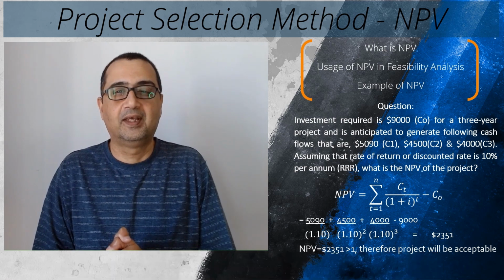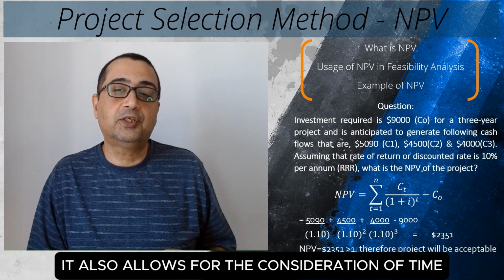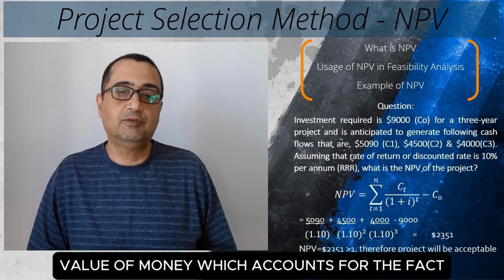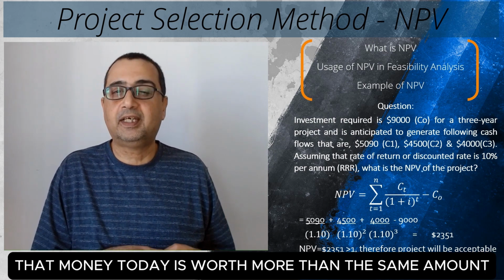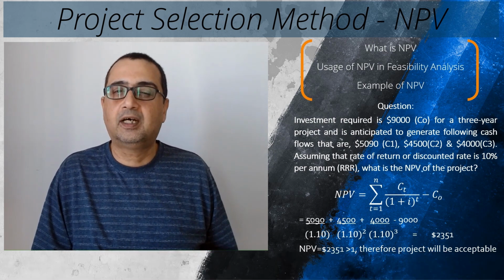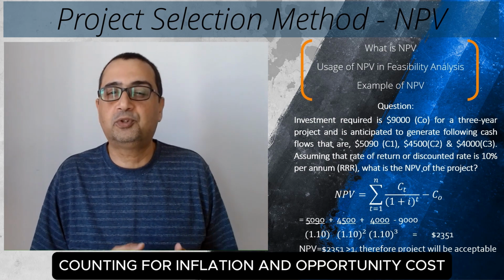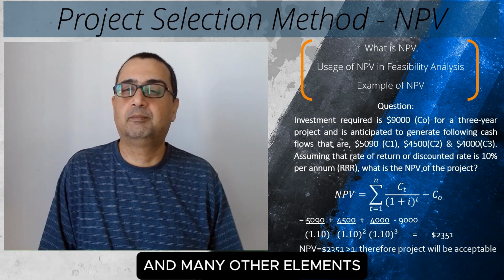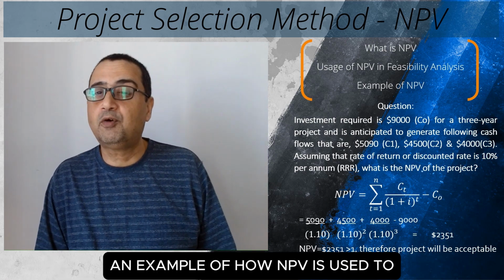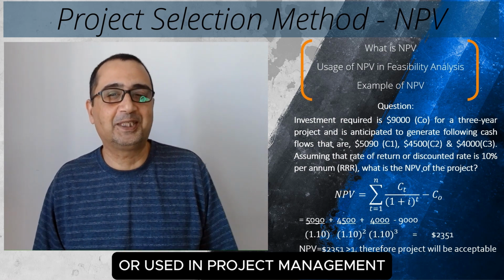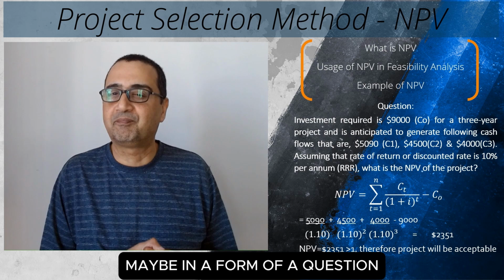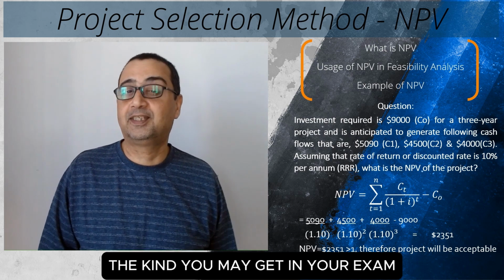It also allows for the consideration of the time value of money, which accounts for the fact that money today is worth more than the same amount in the future, accounting for inflation, opportunity cost and many other elements. An example of how NPV is used in project management may be in the form of a question, the kind you may get in your exam.